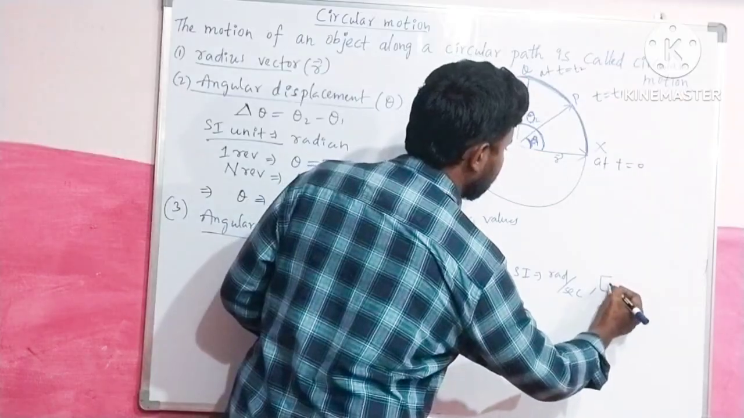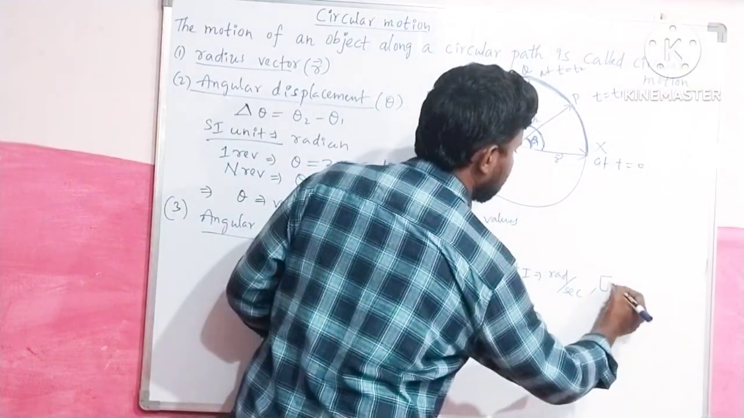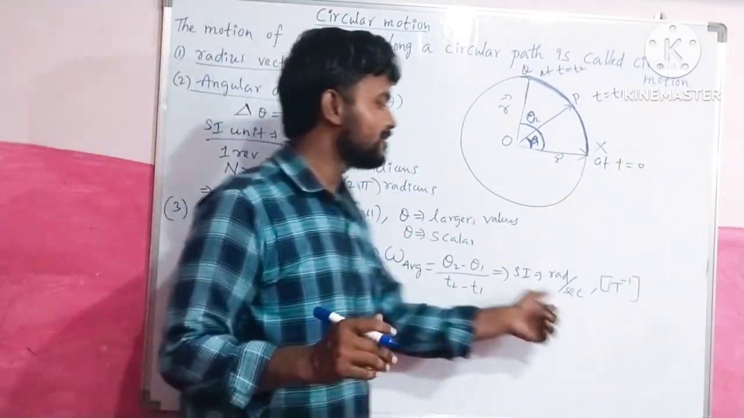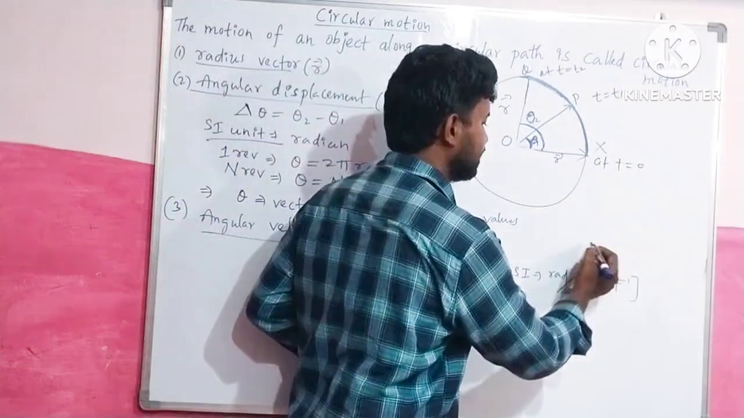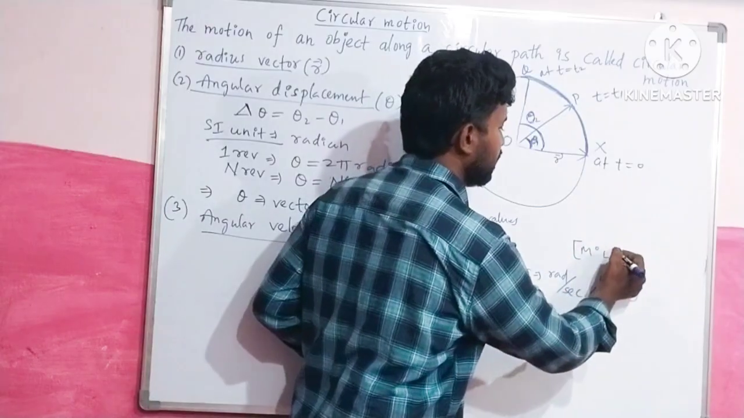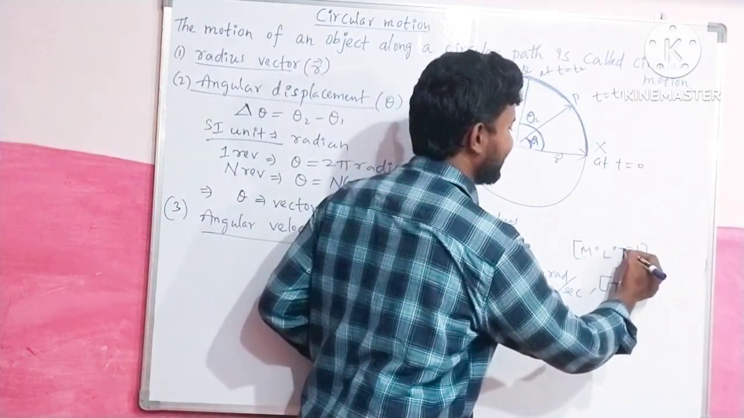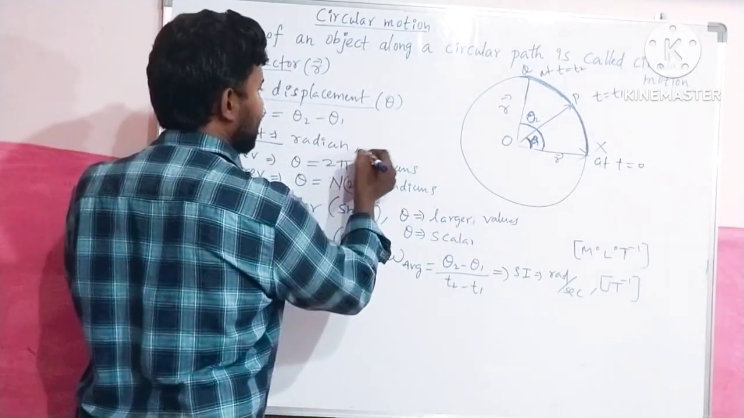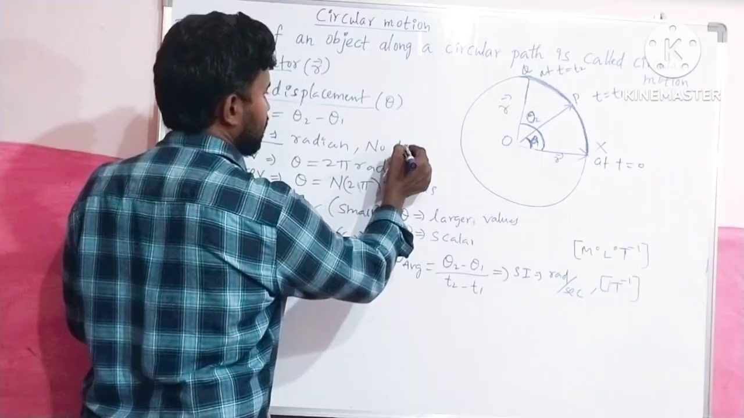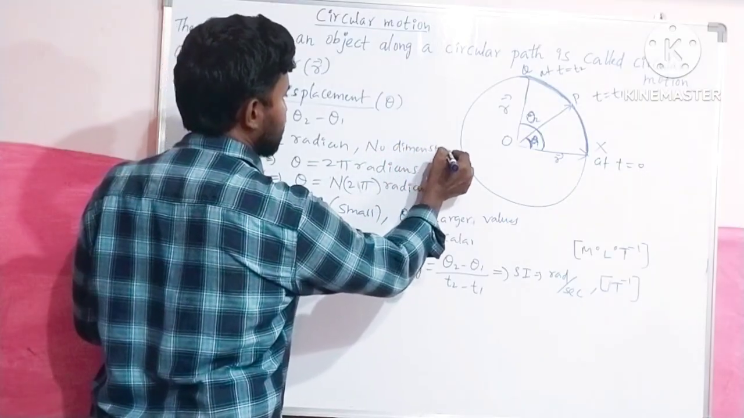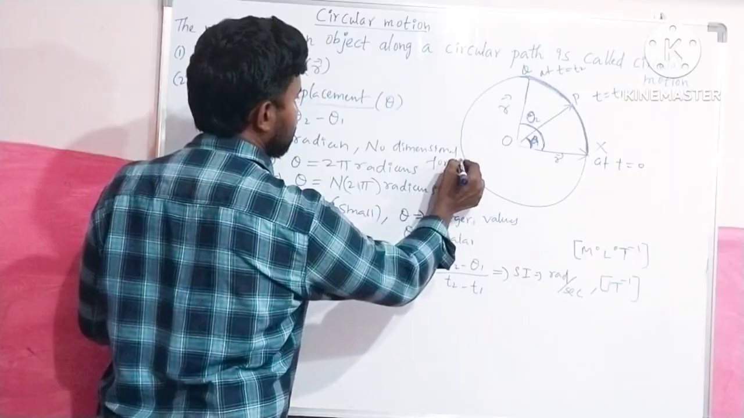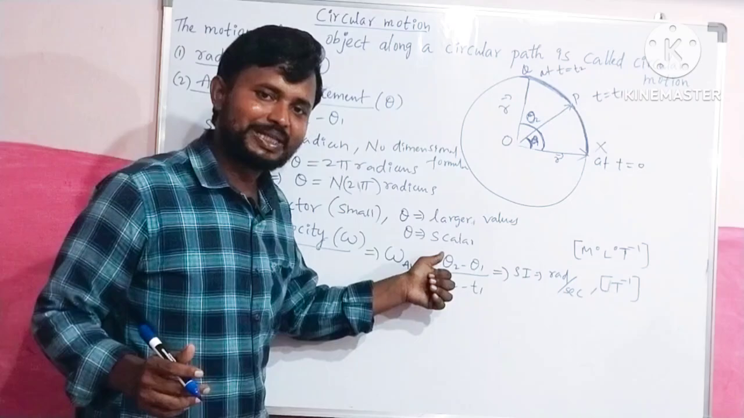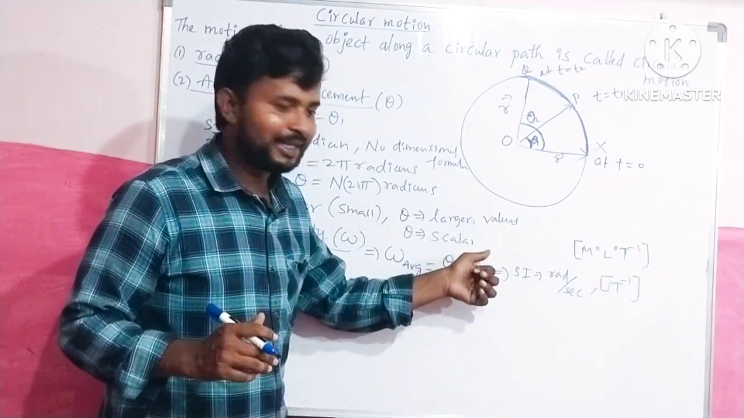The dimensional formula is M0 L0 T minus 1, or we can write T minus 1. Here, angular displacement has no dimensions, no dimensional formula. Now, the rate of change of angular displacement, theta 2 minus theta 1 by t2 minus t1, is called average angular velocity.